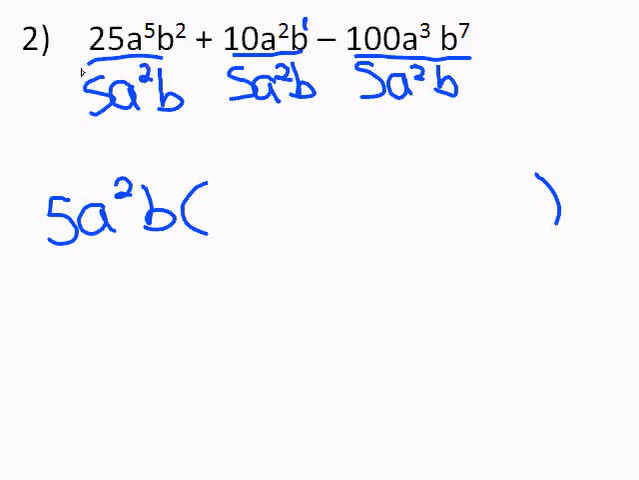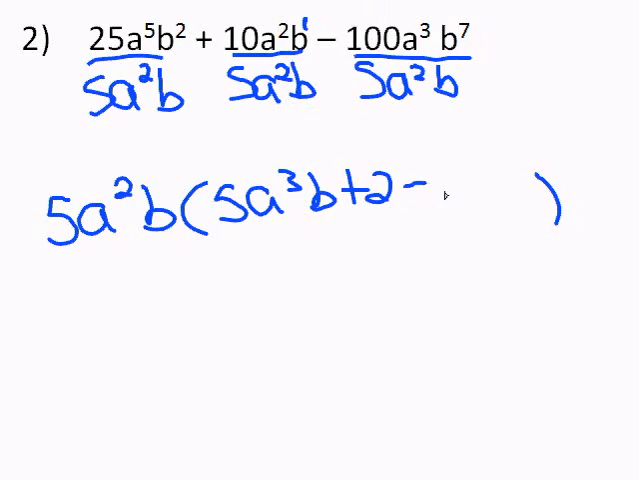So we divide each of our terms by 5a squared b. 25 over 5 is 5. A to the fifth over a squared is a to the third, because 5 minus 2 is 3. B squared over b is b to the first, because 2 minus 1 is 1. Plus 10 over 5 is 2. A squared over a squared cancels out. B over b cancels out.